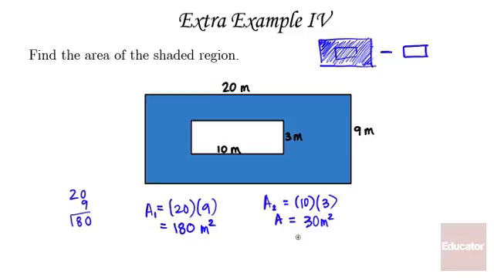And this is the part that we cut out. So then I have to subtract it. Because it was originally covering this much space. But then I cut out this much. Then I have to subtract it. So my area of the shaded region becomes then 150 meters squared.